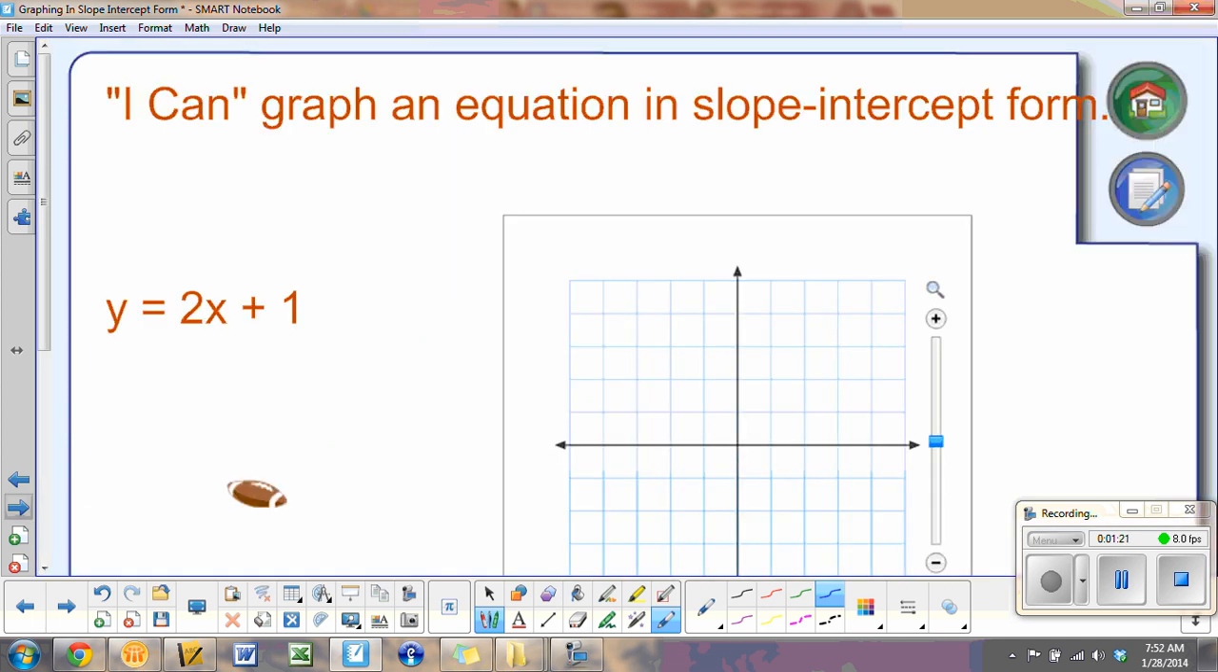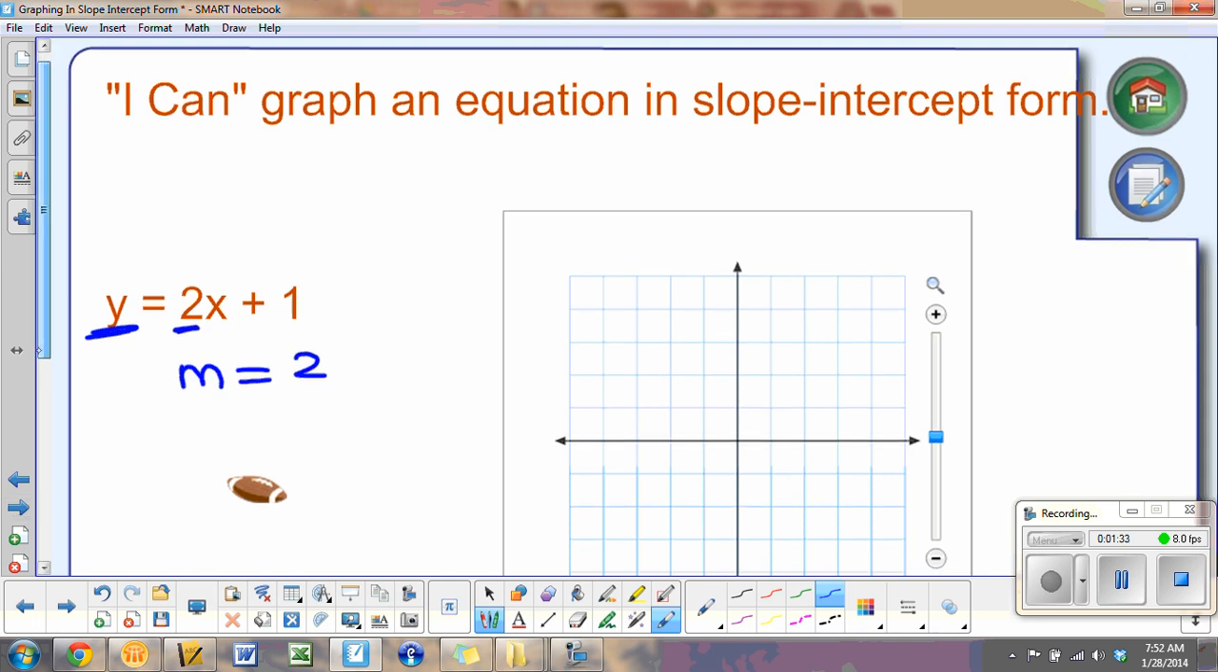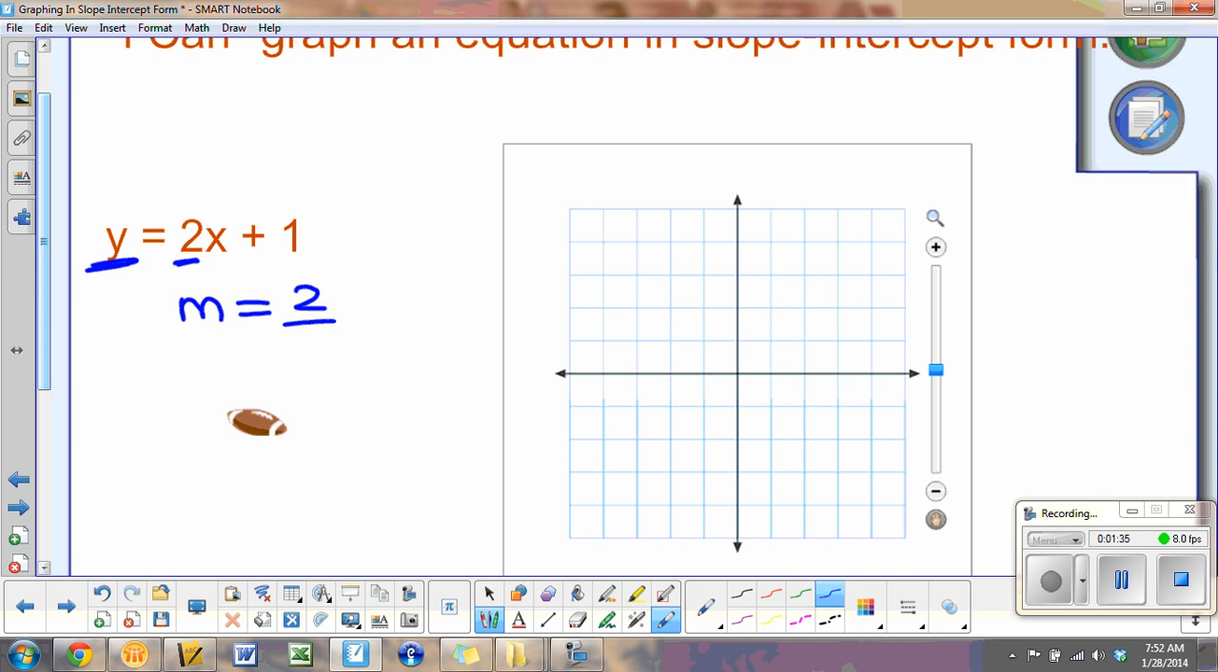So let's try one. If I have this equation here, it's in slope-intercept form. That means I have the y by itself. So my slope is the coefficient of x, which is 2. Since I'm going to have to do my rise over my run, I want to go ahead and do 2 over 1, and write that as a fraction. My y-intercept then is the constant that's added to the end, so my y-intercept, or my b, will be 1.